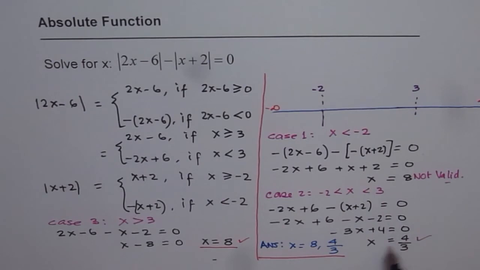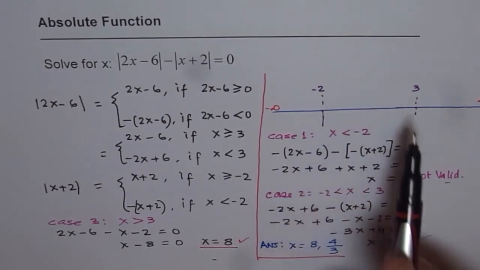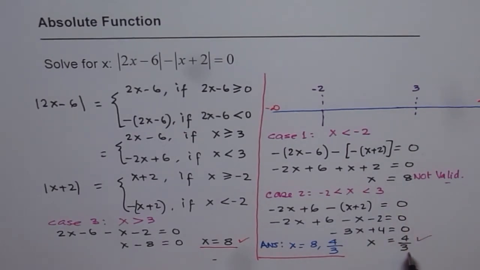The second solution was x equals to 4 over 3, which is indeed in the interval of minus 2 and 3, so it works. And in the third interval, case 3, was x greater than 3 when both values are taken as positive, and then when we solve we get x equals to 8, which is again a valid solution. So we get two solutions for this absolute function equation, and these are x equals to 8 and 4 over 3. I'd like you to verify by substituting these values into the equation and check for yourself, are they the right solutions or not? Thank you and all the best.